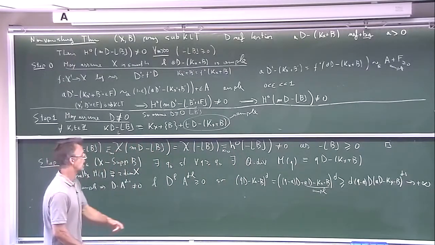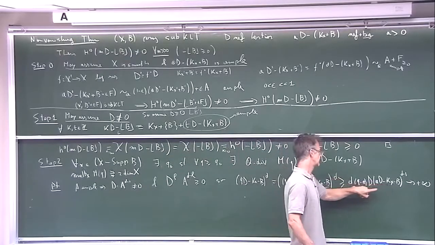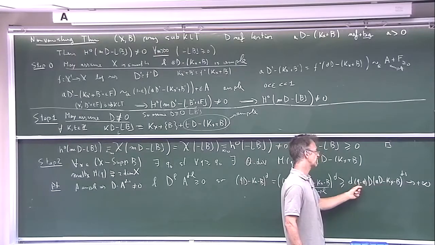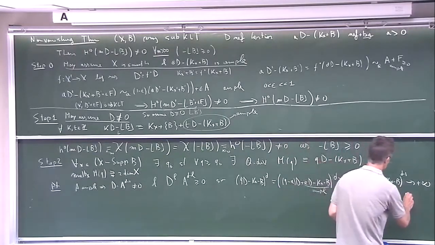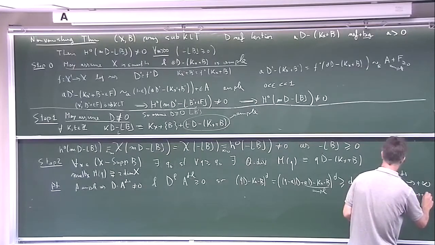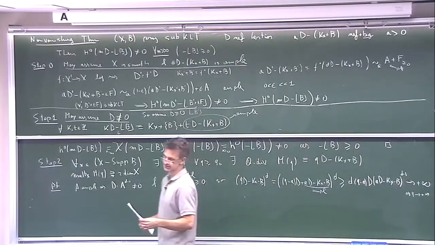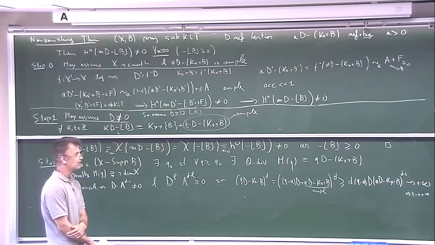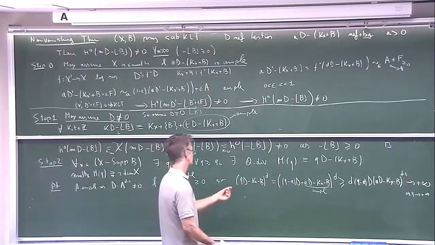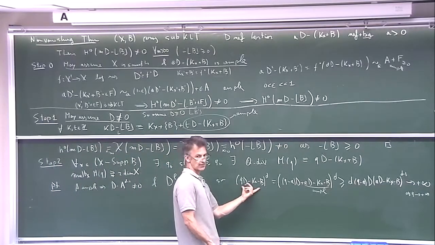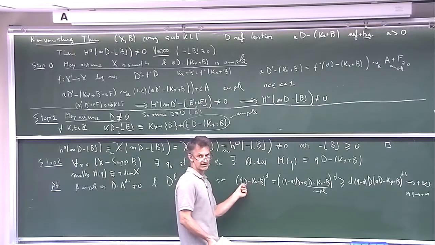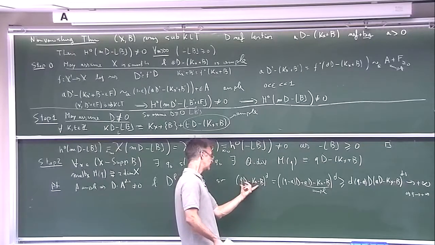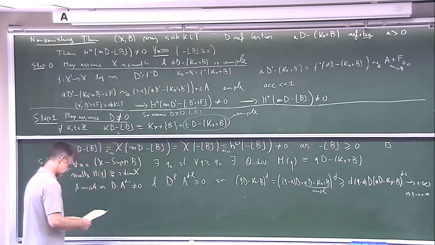Now this is ample, and this is not numerically equivalent to 0. So this number is non-zero. As q gets bigger and bigger, it's going to go to plus infinity. A and D are fixed numbers. The only thing I'm allowed to change there is Q. So as I make Q bigger and bigger, this intersection number grows. This is the volume of this divisor. Sections of multiples of this divisor asymptotically behave like this. This is the leading coefficient of the polynomial that measures those sections. So let me write that down.